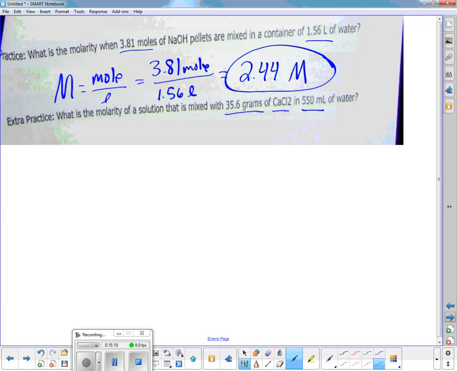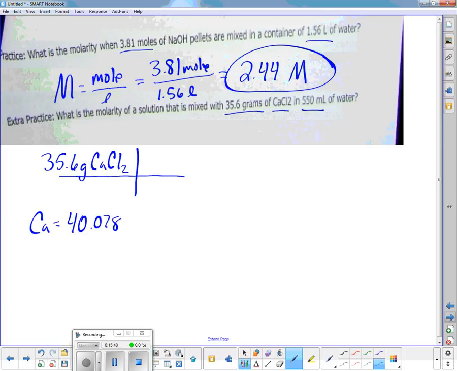Okay, so I got some conversions to do here. So I'm going to take that 35.6 grams of calcium chloride, it's written correctly, and I first have got to change it to moles. So I'm going to use my little factor label. I'm going to look up on the periodic table, and I find out calcium is 40.078. And I look up chlorine, and I have two of them, and they're 35.453. And I've got a lot of these memorized because I've had to do them a lot.